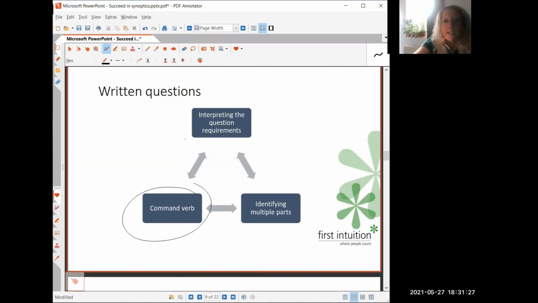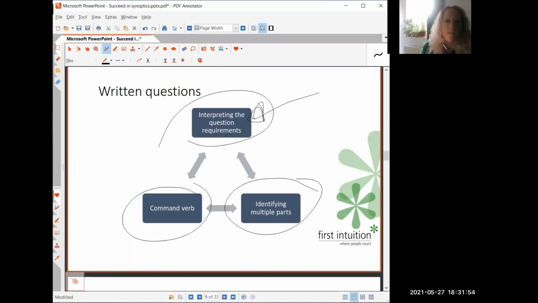Another part is interpreting, well, what actually does this question want me to do? It can be very easy to misinterpret a question and kind of go off on a tangent. And this is really about practice. The interpretation of a question is about reading questions, having a go at them, and then seeing whether you hit the mark. Did I interpret it accurately?